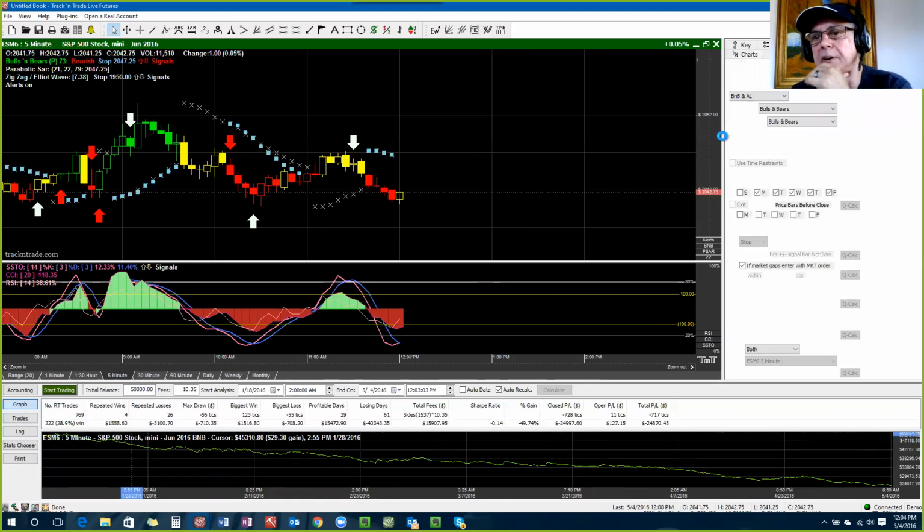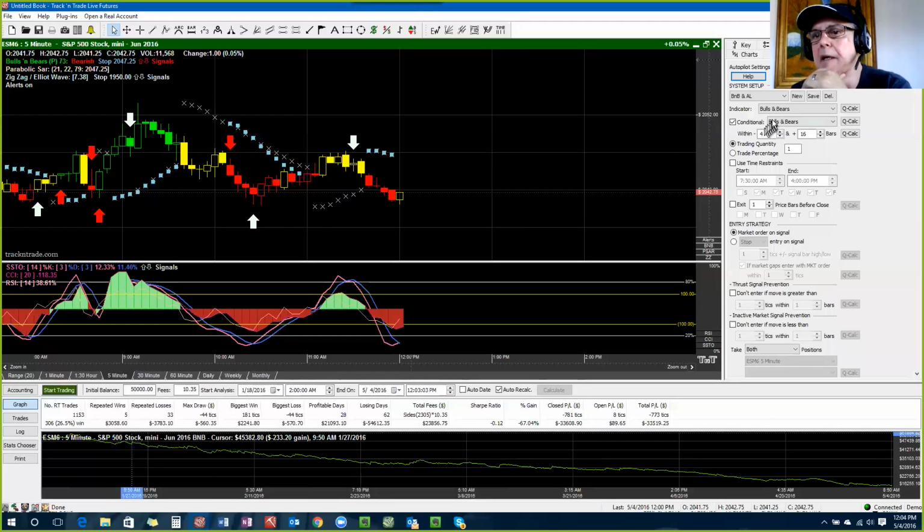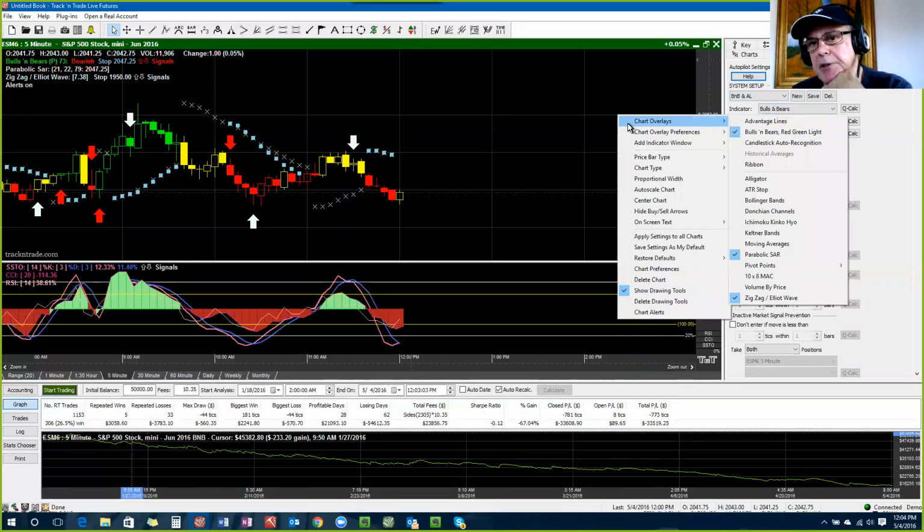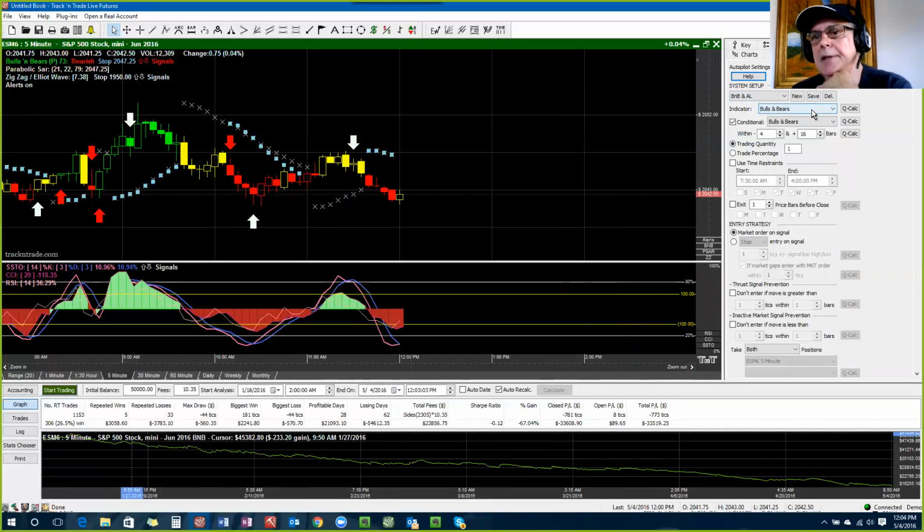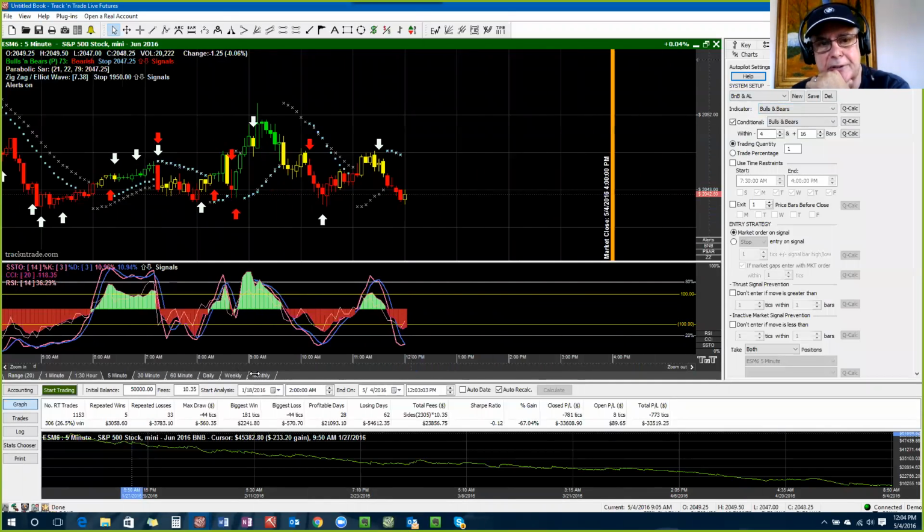Let's go over here. We're on a 5-minute S&P. Now, it's set up as the indicator is Bulls and Bears. You can use any indicator that you want to, as long as it's a chart overlay. You could use alligator, candlesticks, the ribbon, moving averages, anything that you wanted to. I just happen to use Bulls and Bears. So the first thing that has to happen is that you have to have a Bulls and Bears buy or sell signal.